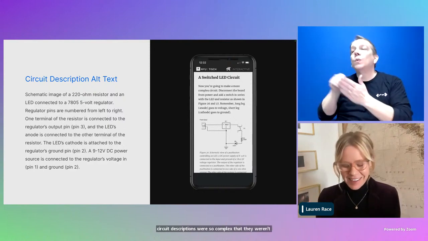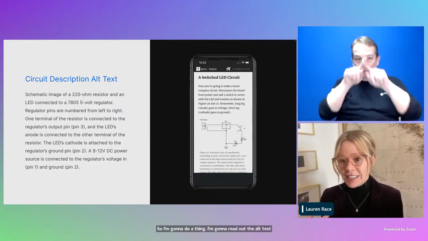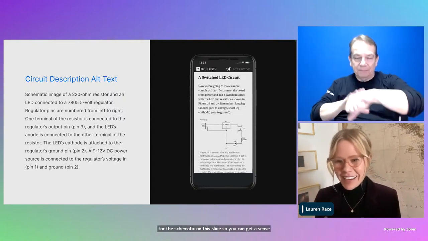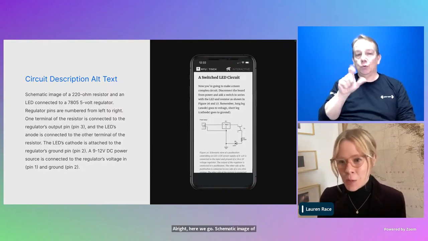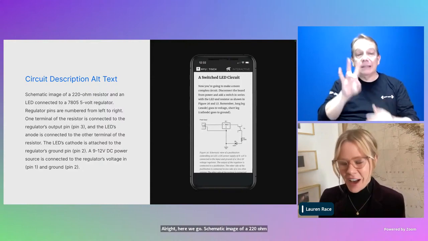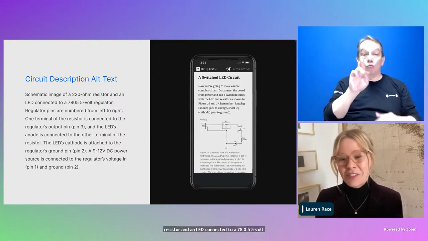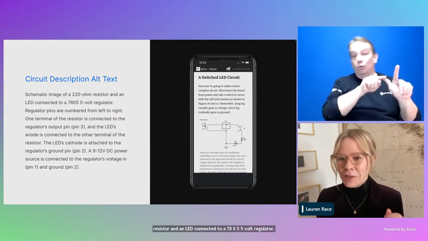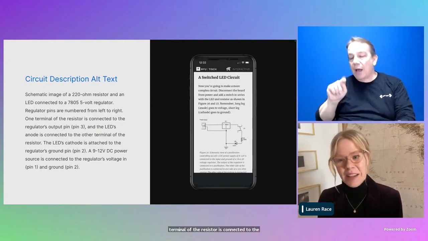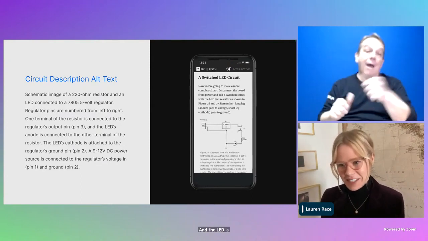So I'm going to do a thing. I'm going to read out the alt text for the schematic on this slide so you can get a sense of its complexity, okay? All right, here we go. Schematic image of a 220 ohm resistor and an LED connected to a 7805 5-volt regulator. Regulator pins are numbered from left to right. One terminal of the resistor is connected to the regulator's output pin, pin 3, and the LED's anode is connected to the other terminal of the resistor.